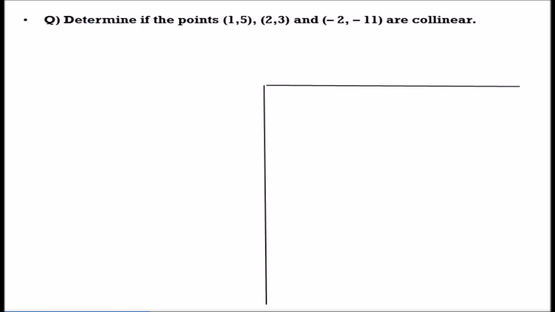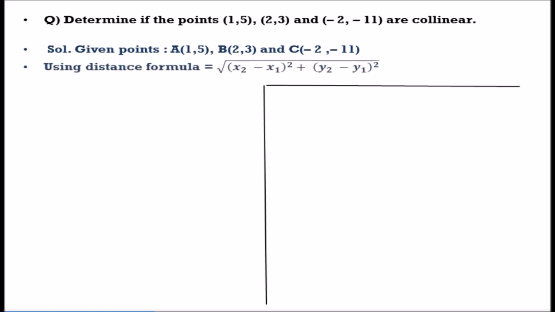So the question is, determine if the points (1, 5), (2, 3) and (-2, -11) are collinear. Again, the points were not named, so we have named them arbitrarily as A, B and C. We could have used any other symbol as well. So again, we will be using the distance formula. Let us first calculate the distance between A and B. A is (1, 5), B is (2, 3). Remember, B is the second point, A is the first point.